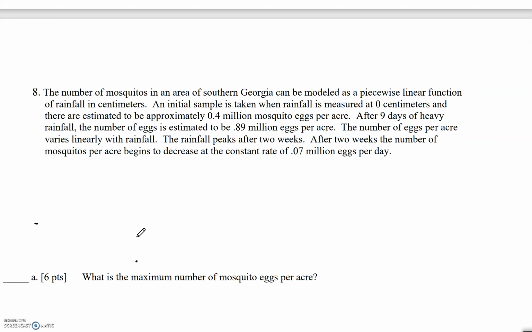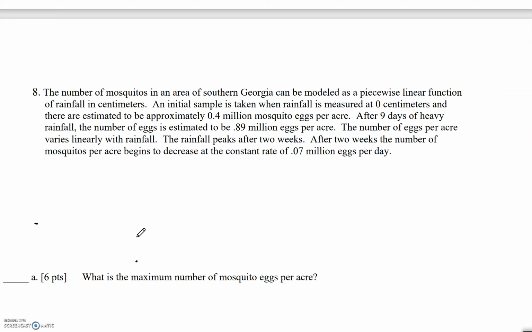Anyway, as it says, the number of mosquitoes in an area of southern Georgia can be modeled as a piecewise linear function of rainfall in centimeters. An initial sample is taken when rainfall is measured at 0 centimeters, and there are estimated to be approximately 0.4 million eggs per acre. After 9 days of heavy rainfall, the number of eggs is estimated to be 0.89 million eggs per acre. The number of eggs per acre varies linearly with rainfall. The rainfall peaks after 2 weeks. After 2 weeks, the number of mosquitoes per acre begins to decrease at the constant rate of 0.07 million eggs per day.